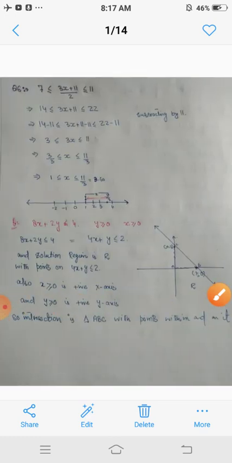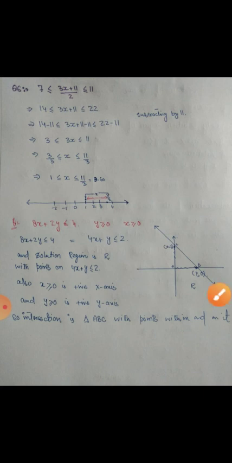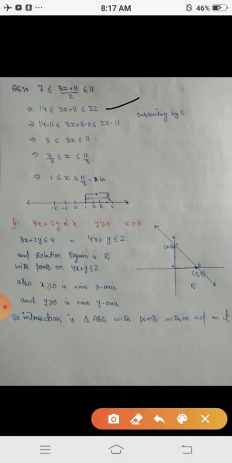Similarly, if we consider this double inequality, 7 less than or equal to (3x plus 11) by 2 less than or equal to 11, by simply multiplying by 2 on both sides, it is 14 less than or equal to 3x plus 11 less than or equal to 22, because by cross multiplication you know it. Again, by subtracting 11, it is 3 less than or equal to 3x less than or equal to 11, or simply 1 less than or equal to x less than or equal to 11 by 3.